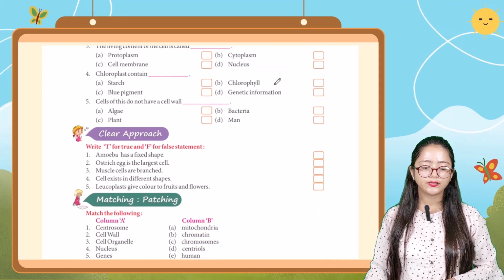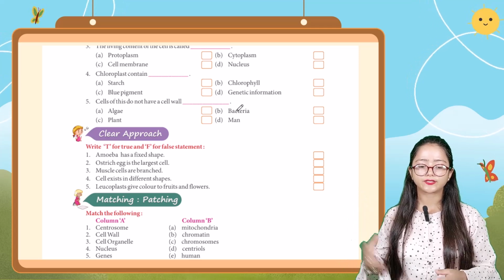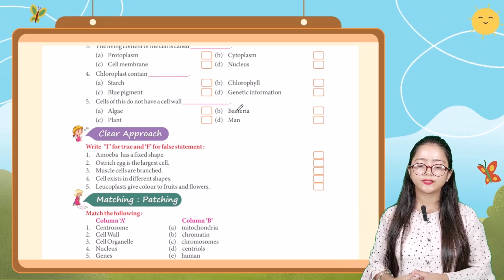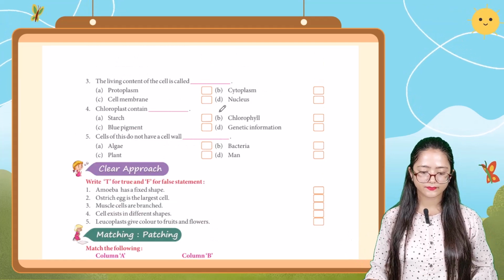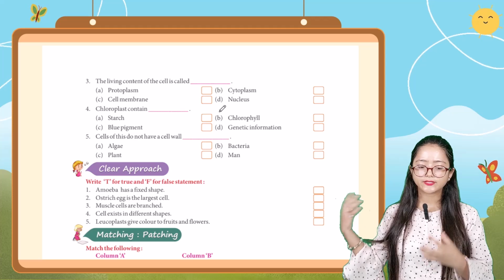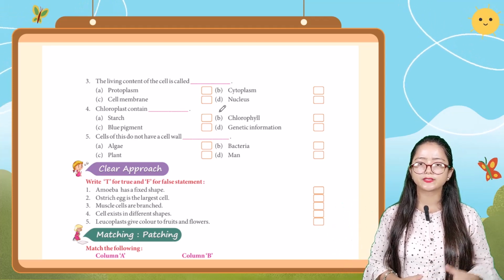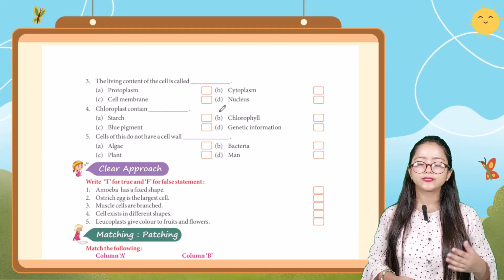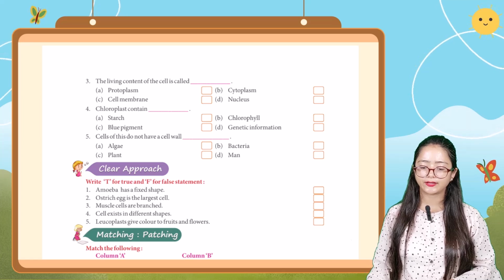Next one, the living content of the cell is called dash. Is it protoplasm? Is it cytoplasm? Is it cell membrane? Or is it nucleus? Okay, so the next question is the living content of the cell is called dash. Is it protoplasm? Is it cytoplasm? Or is it cell membrane? Or is it nucleus? So the answer is cytoplasm. So tick that one.